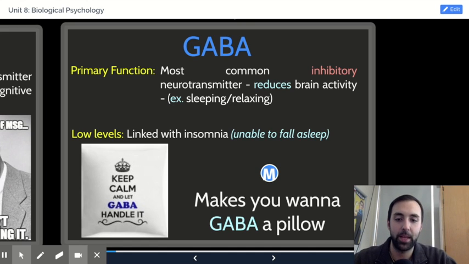hopefully allowing that individual to fall asleep. As a mnemonic, I look at the word GABA and I think of the phrase makes you want to GABA a pillow, makes you want to go to sleep. If you simply connect GABA with falling asleep or relaxing, that would be a sufficient way of understanding this neurotransmitter.